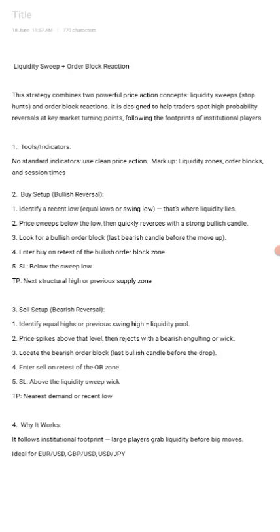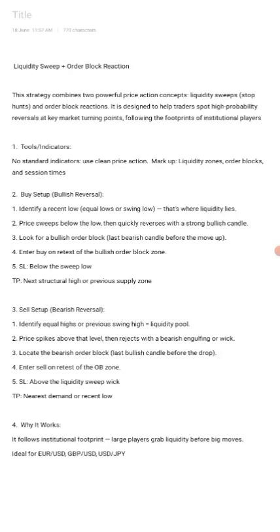Then enter on the retest of the bullish order block zone. You need to enter on the retest, and your stop loss should be below the sweep low. Now we have our TP area. The TP area should be the next structural high or previous supply zone. It should be our area of take profit.